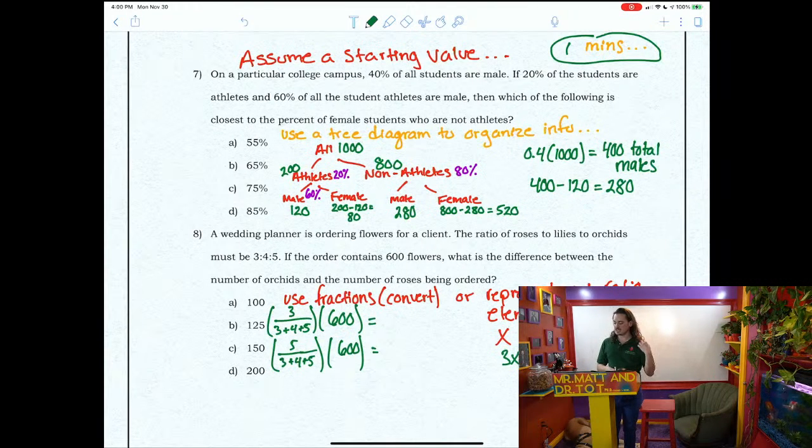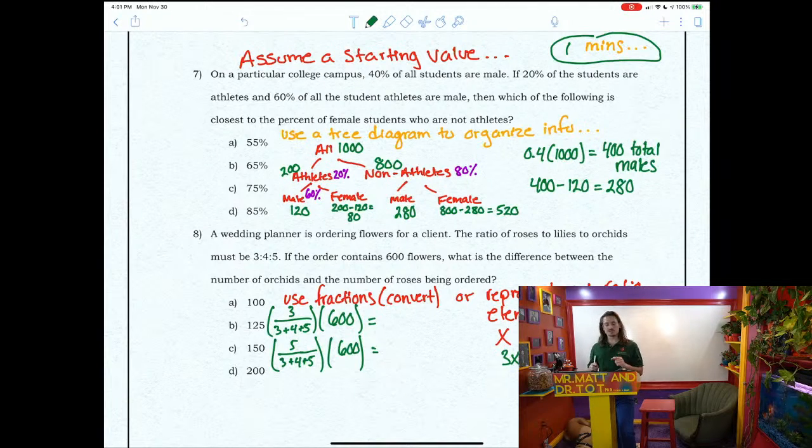And they don't give me any values to work with for the total student population, but I'm just going to assume a value, because overall they're asking me for a percentage. So as long as I apply the correct algebraic processes, I'm going to get the same answer no matter what value I start with. I just need to make sure that I do the right calculations. So if I consider that the entire student population is 1,000, then 20% are athletes, so there are 200 athletes. That means 80% are non-athletes, meaning that there are 800 non-athletes.